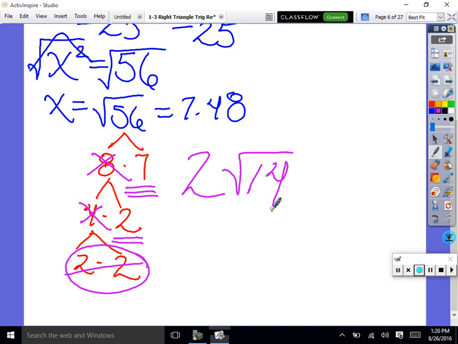Now, if I would have pulled out another thing, like let's say I had 2 3s and could pull out a 3, we would multiply 2 times 3, not add. There was no addition sign anywhere in here. It's all multiplication. Does everybody understand that x is 2 square roots of 14? That's the only acceptable answer in secondary math 3.